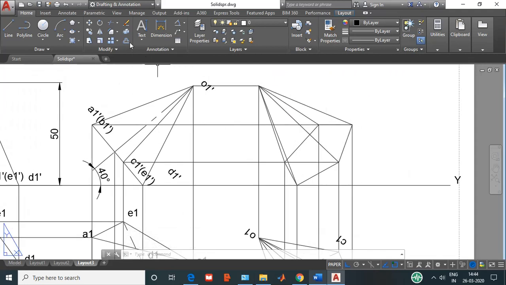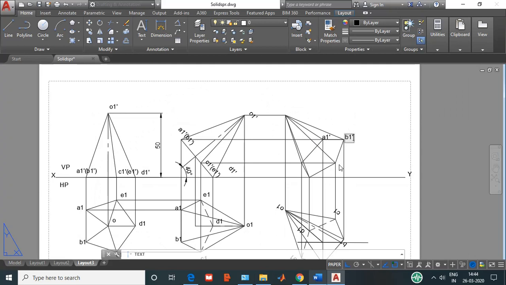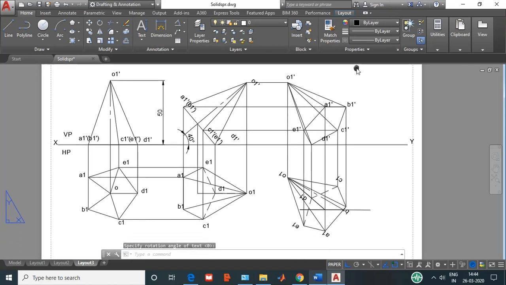So let me name it because I need to find out the hidden edges here. Starting from here, this is a1 dash, this is b1 dash, then this point would be c1 dash, this on the xy line will be d1 dash, and this point would be e1 dash, and this point would be o1 dash. Okay, so now I need to find out the hidden edges.